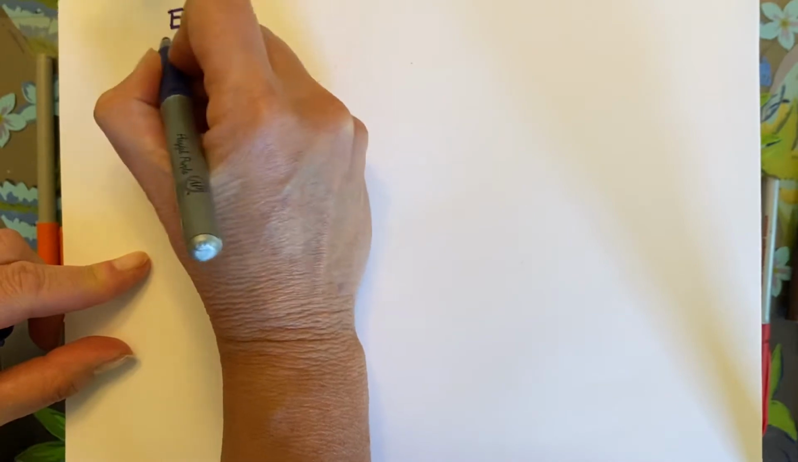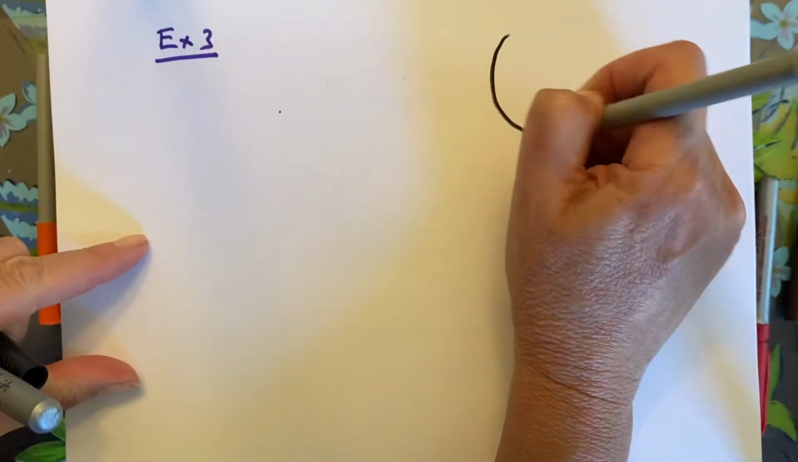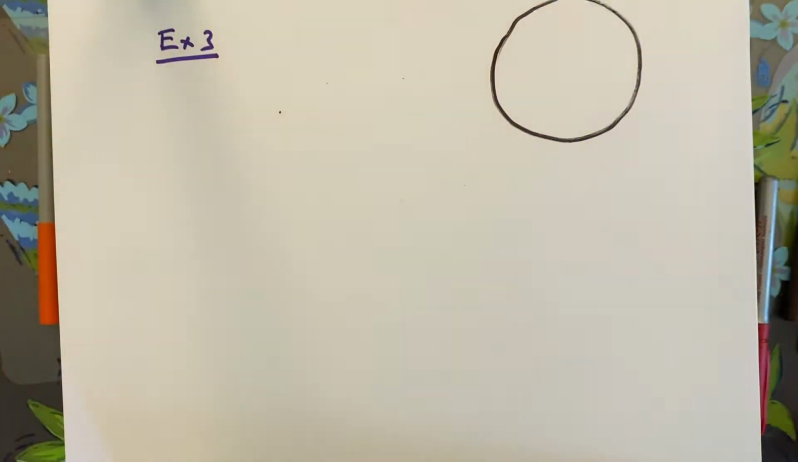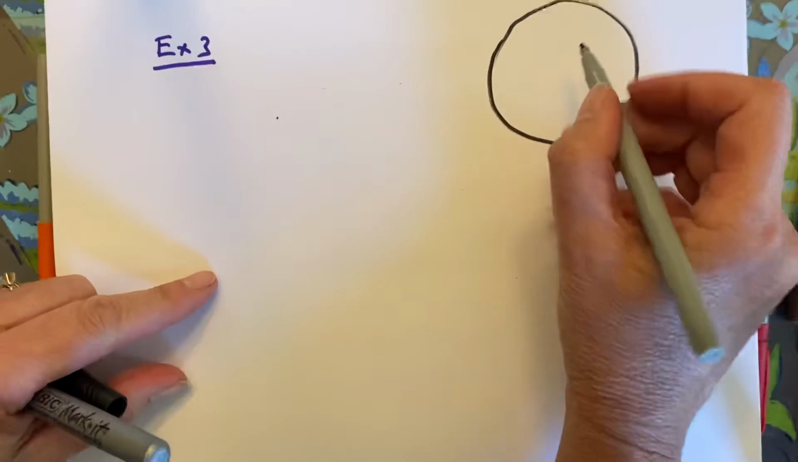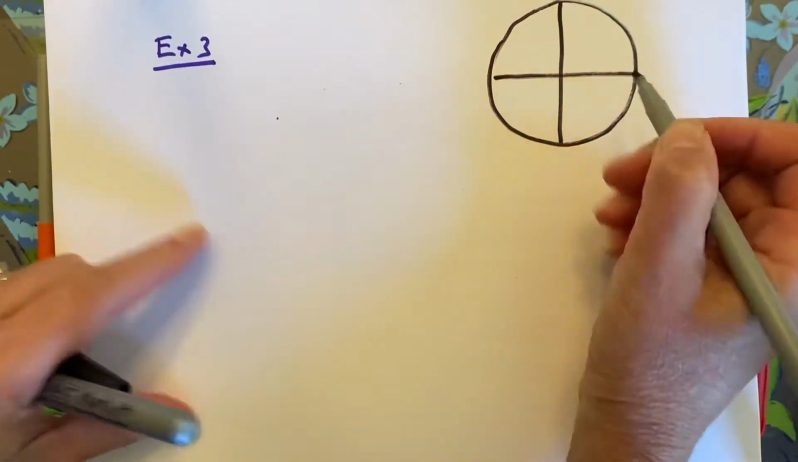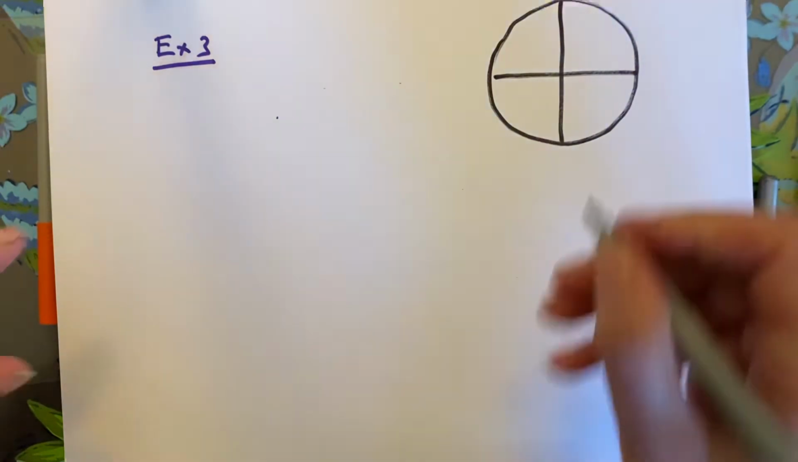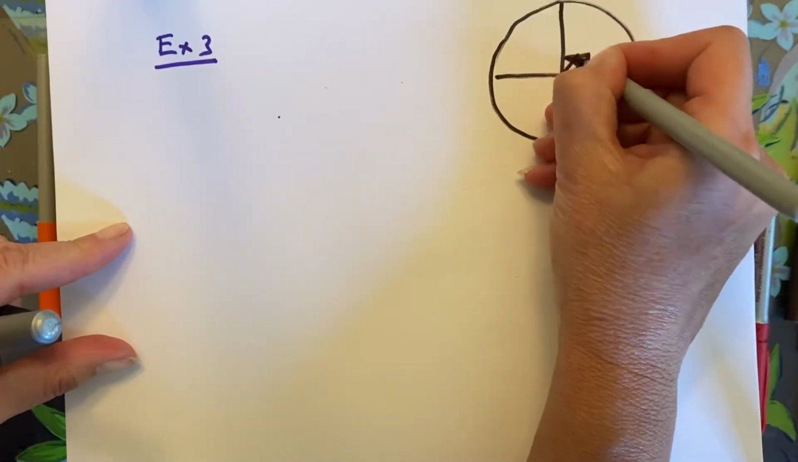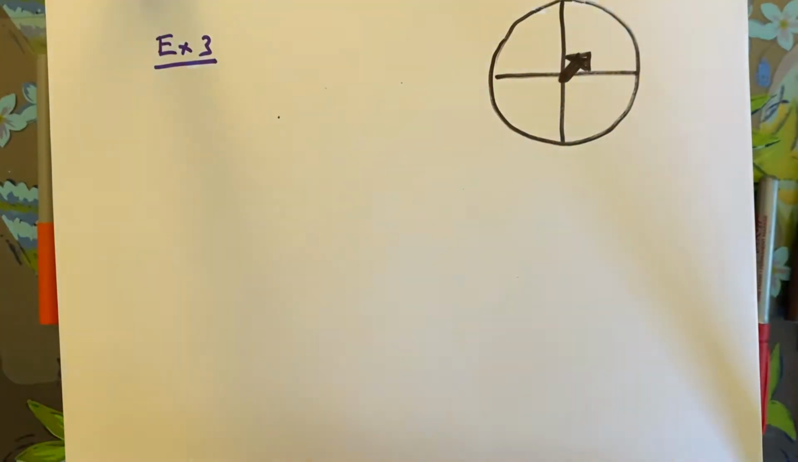Let's look at another example, and this one is experimental. This is example 3. It says the spinner. Oh, I always love drawing spinners. Let me see how round I can make my spinner, and we're separating it into 4 sections. Here we go. And here's my little arrow. I'm going to spin this, and it's going to go all the way around.